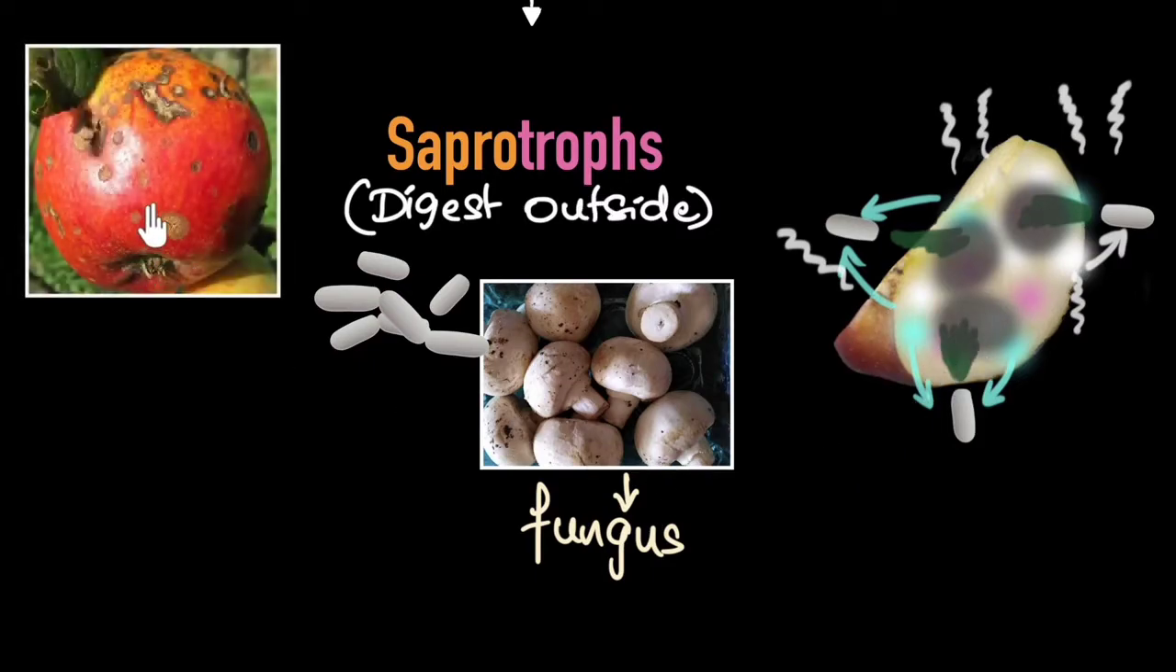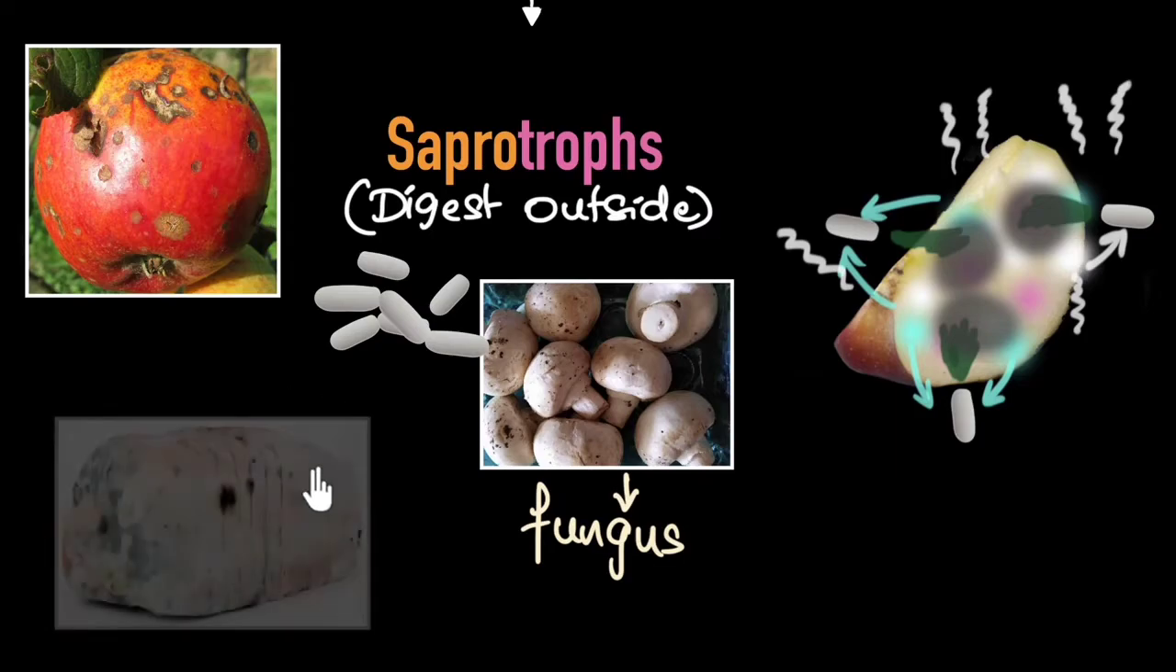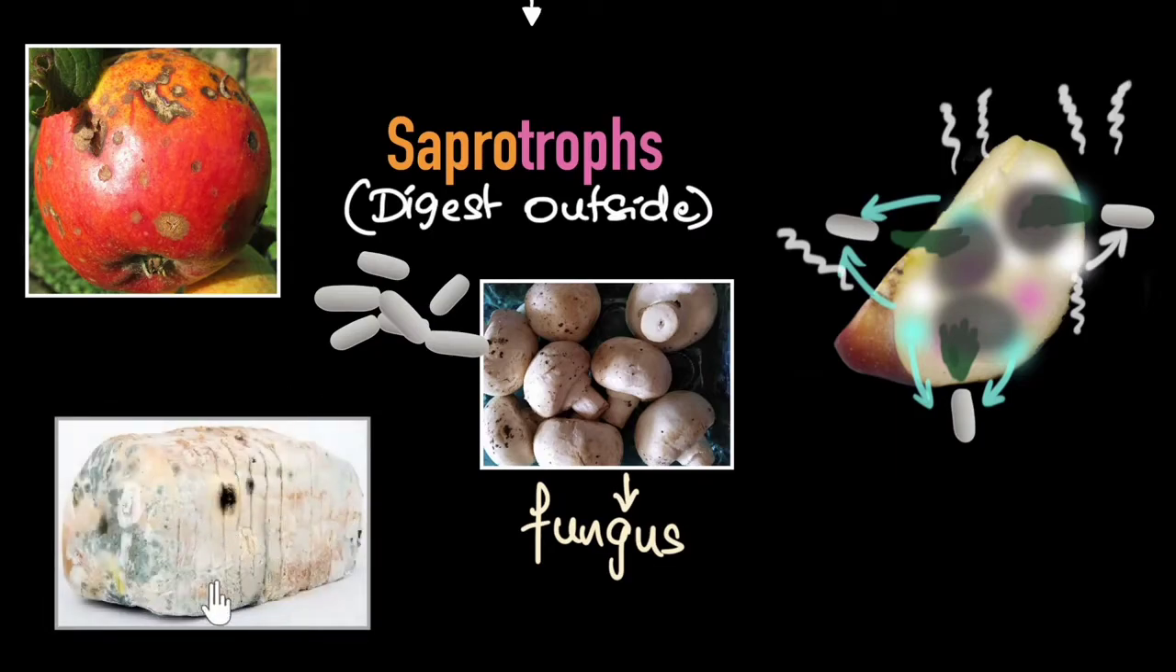And that's the same reason why this apple is rotting. It's being digested by these saprotrophs. Another example is you may have seen if you keep bread outside for some time, then they will start growing this fungus over here. The fungus are digesting it outside now. And your teeth also get decayed for the same reason.